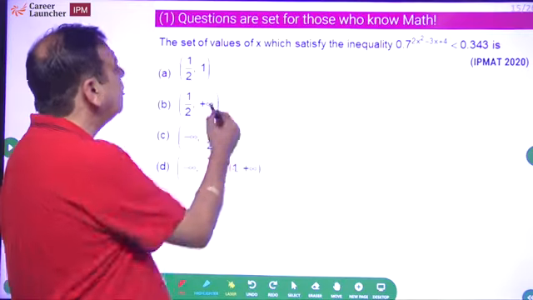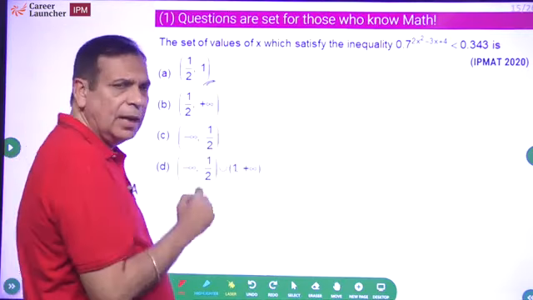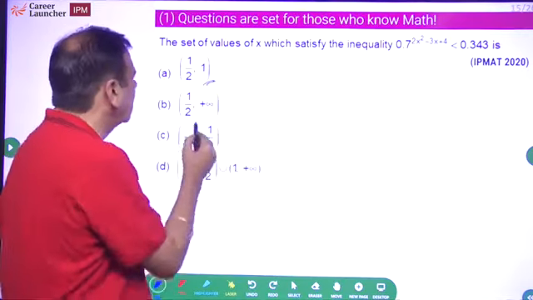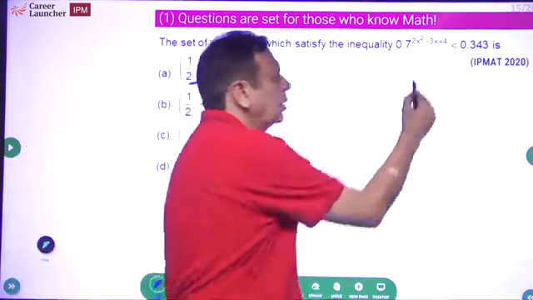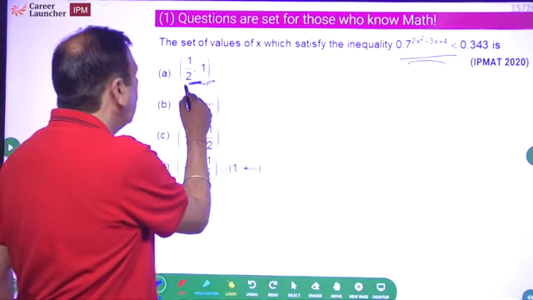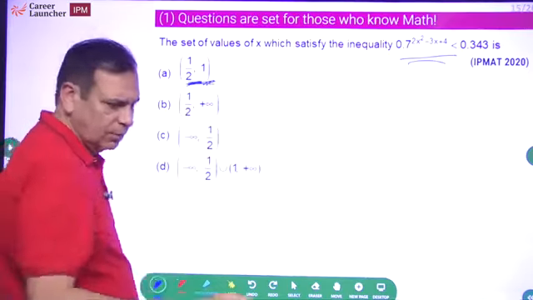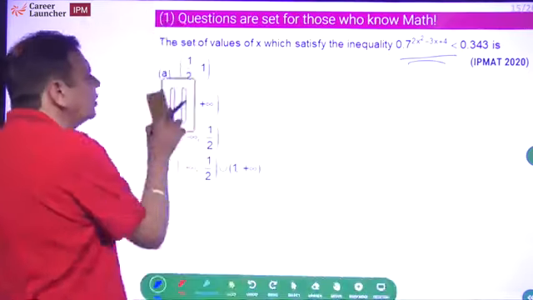Now please tell me if this is the correct answer. If this is the correct answer, इसका क्या मतलब हुआ? All numbers in this region should satisfy this equation. This equation has to be satisfied by all numbers in this region. Perfect. So let's pick up a number and check out.